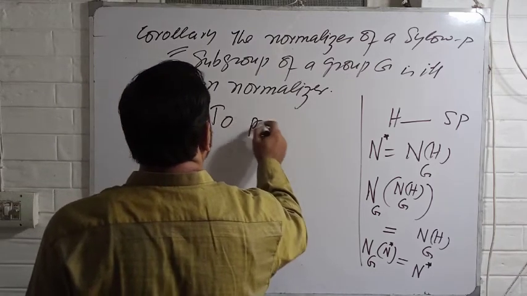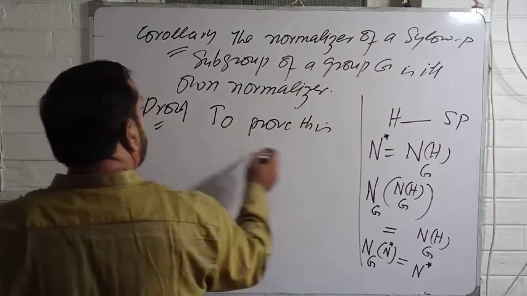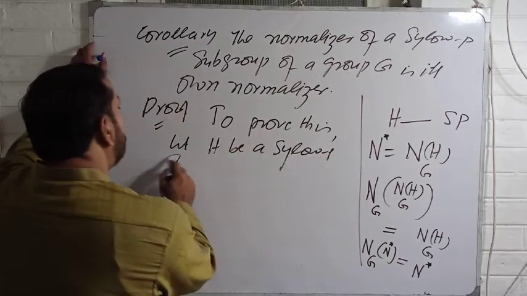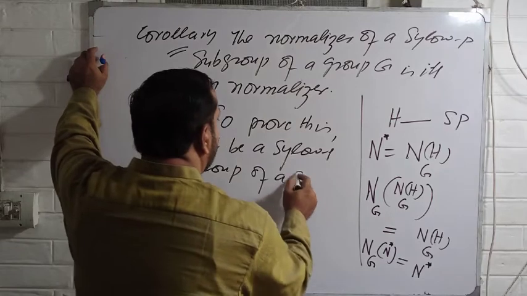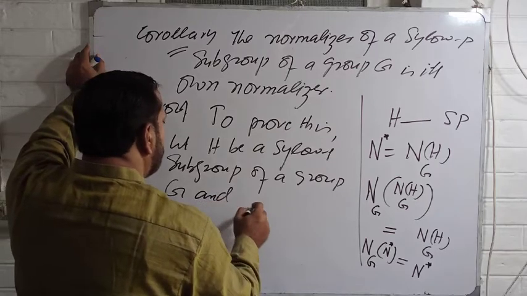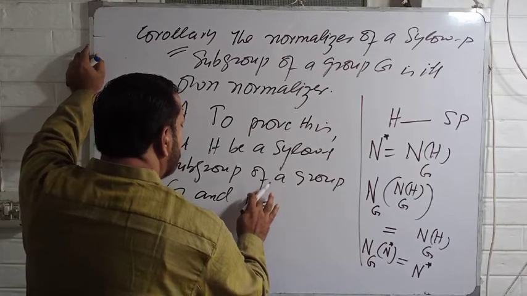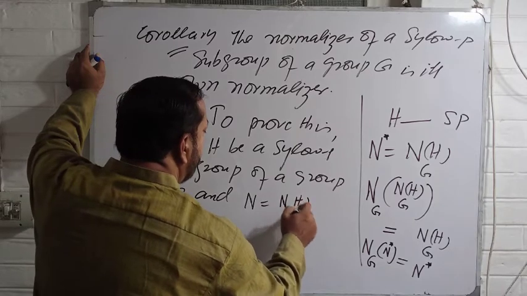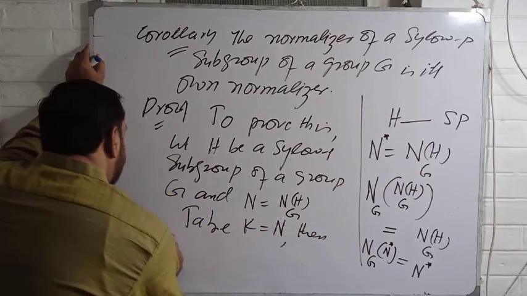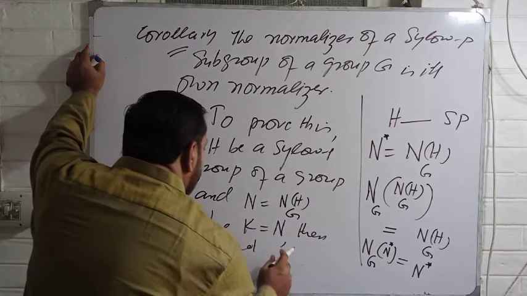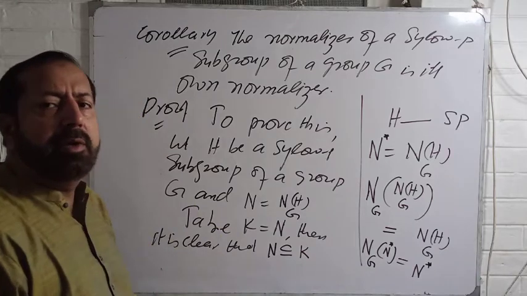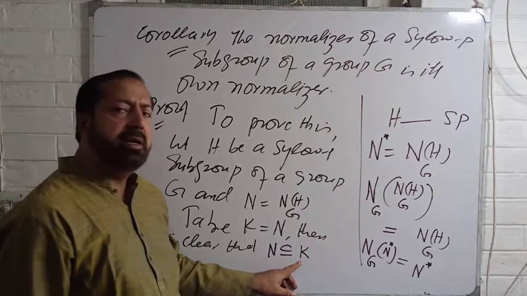To prove this, let H be a Sylow-p subgroup of a group G, and you take N as the normalizer of H in G. Take K is equal to N, then it is clear that N is contained in K. Right? Now the conditions for the last theorem are clear. So the normalizer of K in G is K.